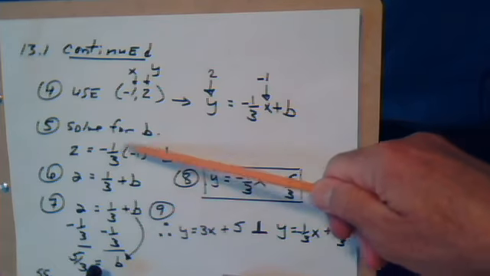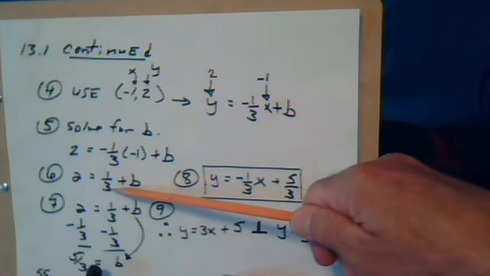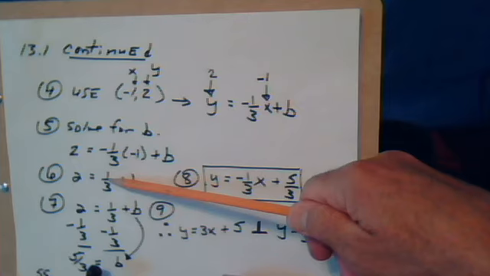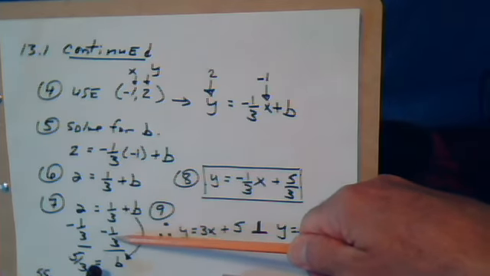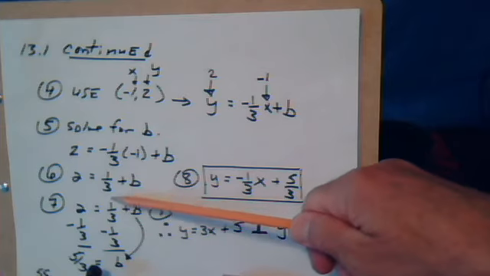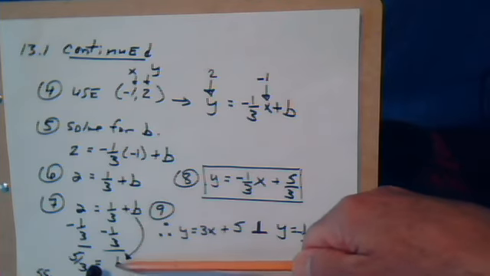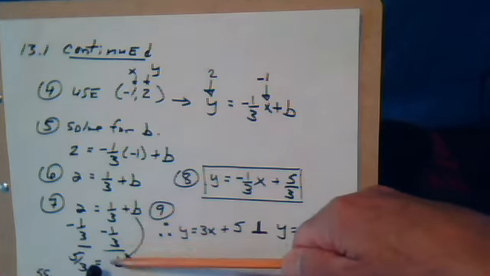So -1/3 times -1 is +1/3. Now we need to transfer this 1/3 over, so we subtract. But what you do to one side, you do to the other. This cancels to 0. And we have b equaling 5/3.